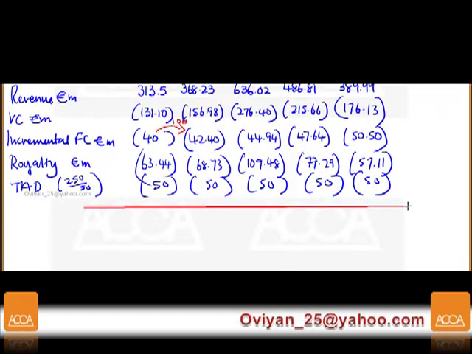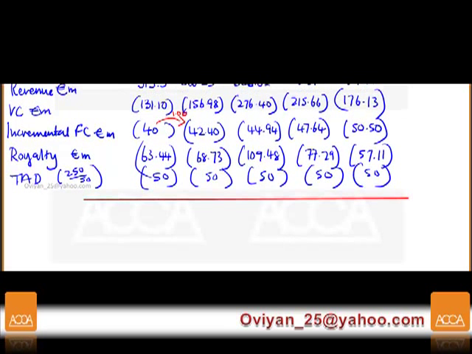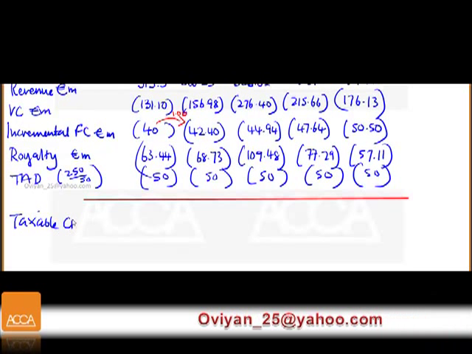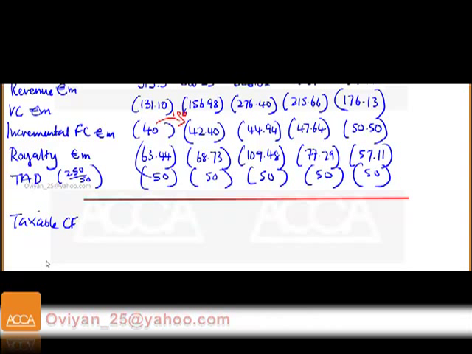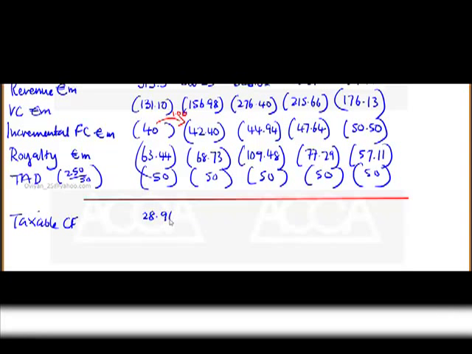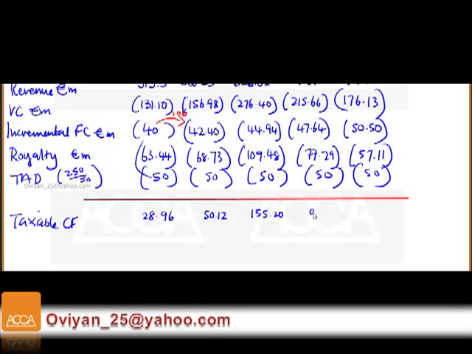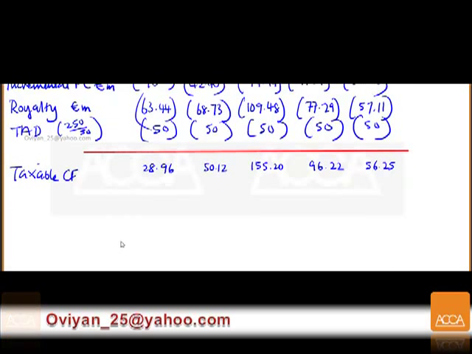Now what you're going to do, you're going to sum up these. You're going to get something called taxable cash flows. Yeah, you can work this out slowly. 28.96. Make sure you get 50.12, 155.20, 96.22, and 56.25.